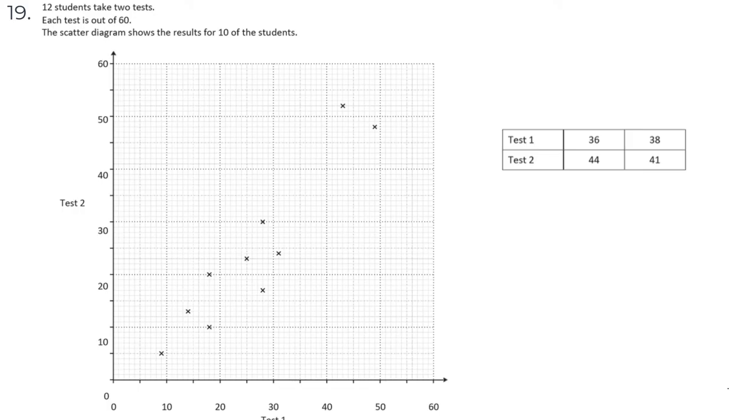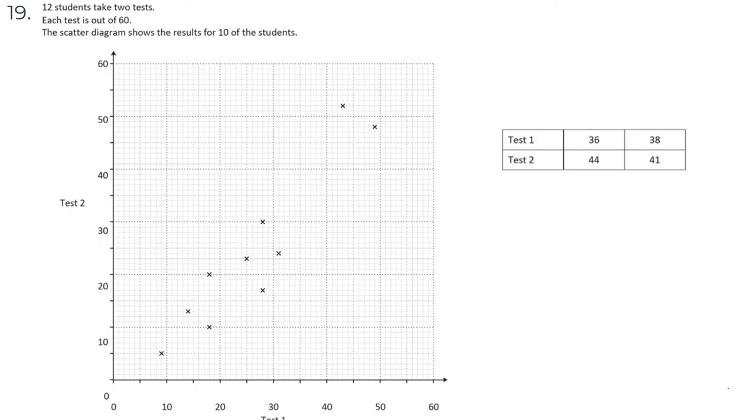12 students take 2 tests. Each test is out of 60. The scatter diagram shows the results for 10 students. Okay, so we've got 10 out of the 12 students already plotted on the scatter graph, and the first part of the question gives us the 2 extra students that we need to plot.